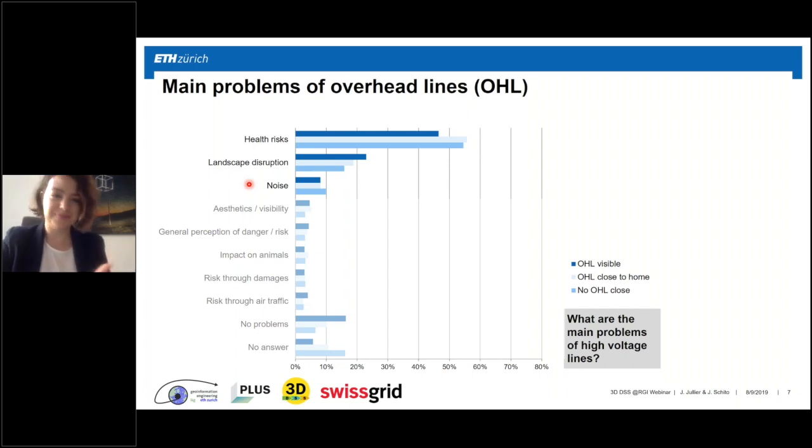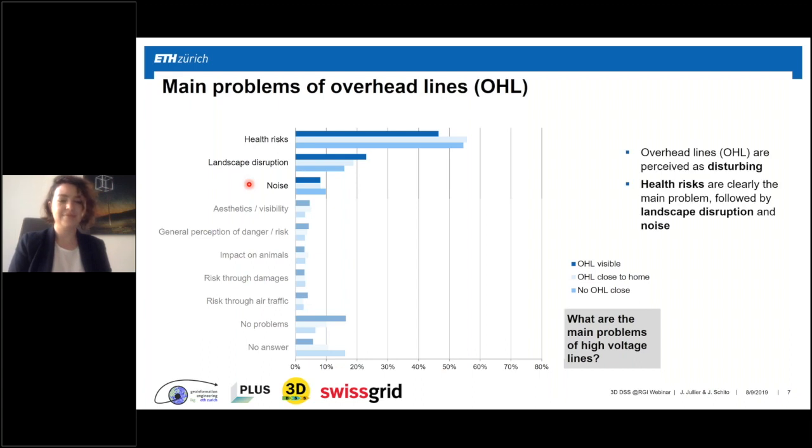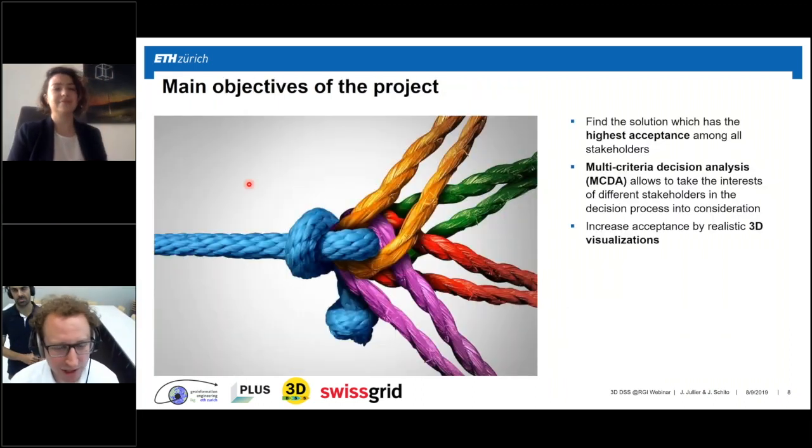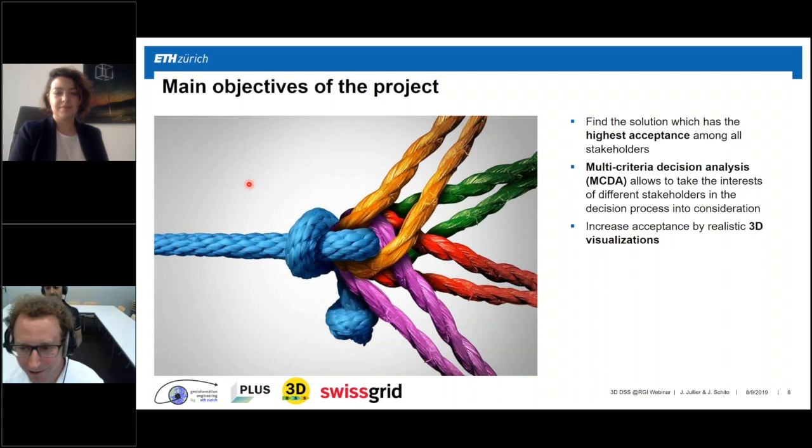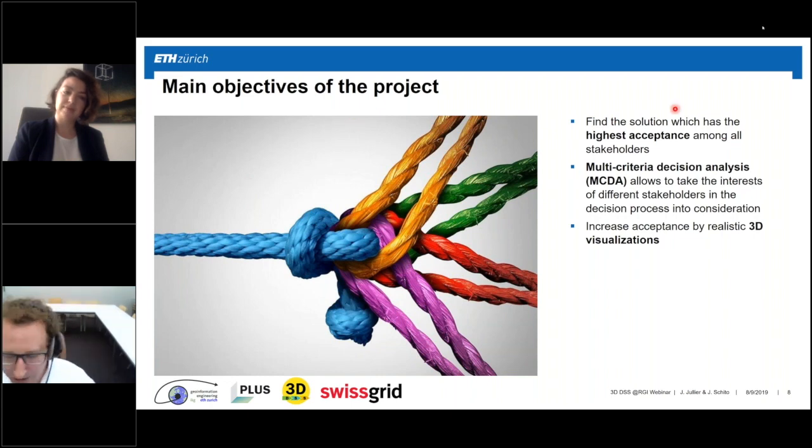Taking into consideration all these perceptions and problems and also interests of stakeholders, we have developed the 3D decision support system for planning power lines. The main objective is to find the solution with the highest acceptance among all stakeholders. And we do this with a multi-criteria decision analysis, which allows us to include all these interests and all the important factors to construct a new line. Joram will go into more detail on that afterwards.